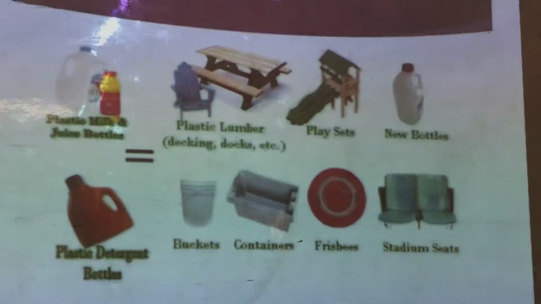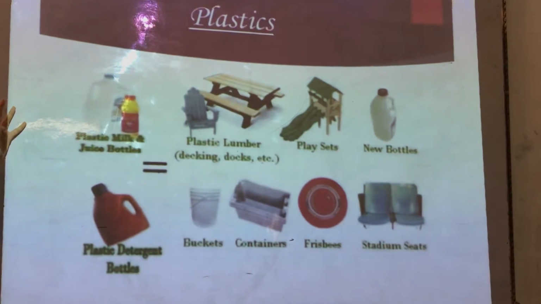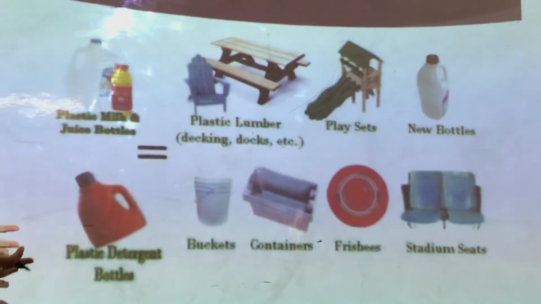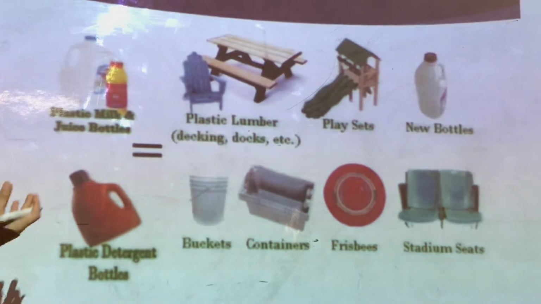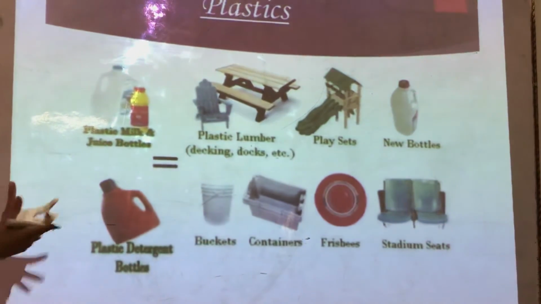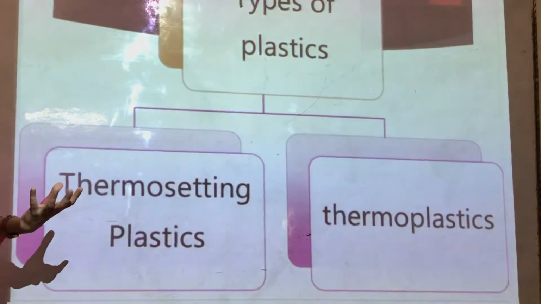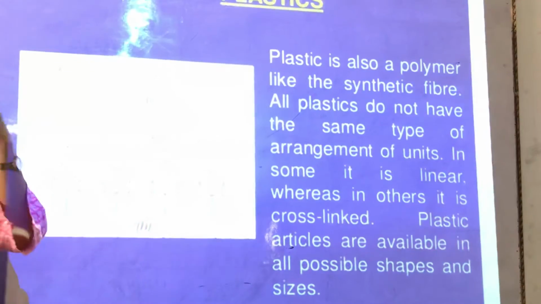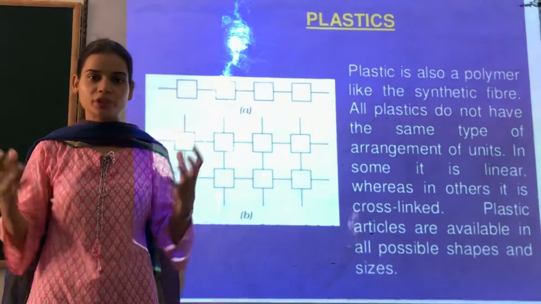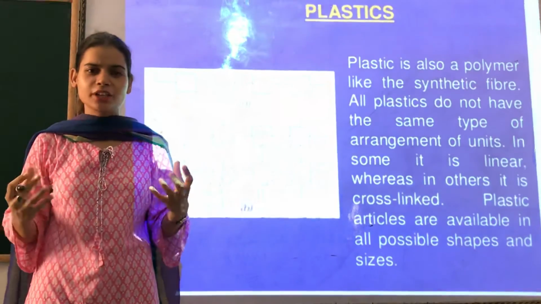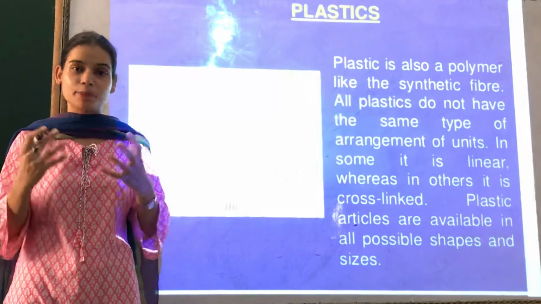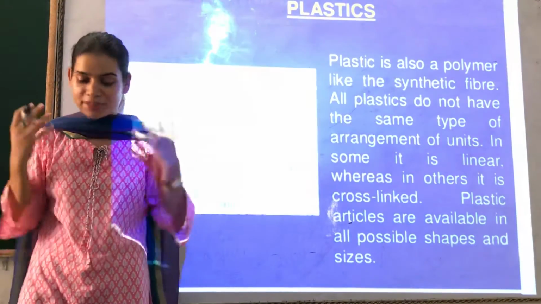Now children, can you see something on the screen? Yes, you are able to see a lot of plastic objects on the screen: plastic dogs, plastic sets, bottles, containers, buckets, detergents, polythene, so many things. Children, we all are living in this modern world, and we are using, if not each and every, then at least most of the items that are made up of plastics.